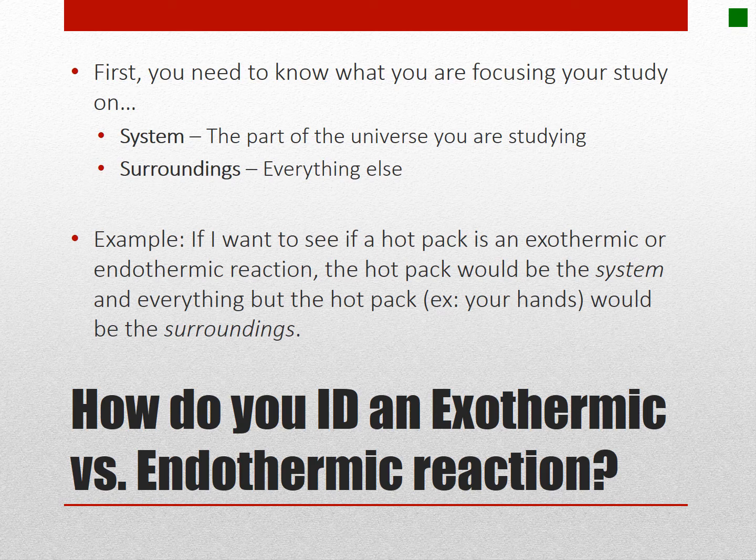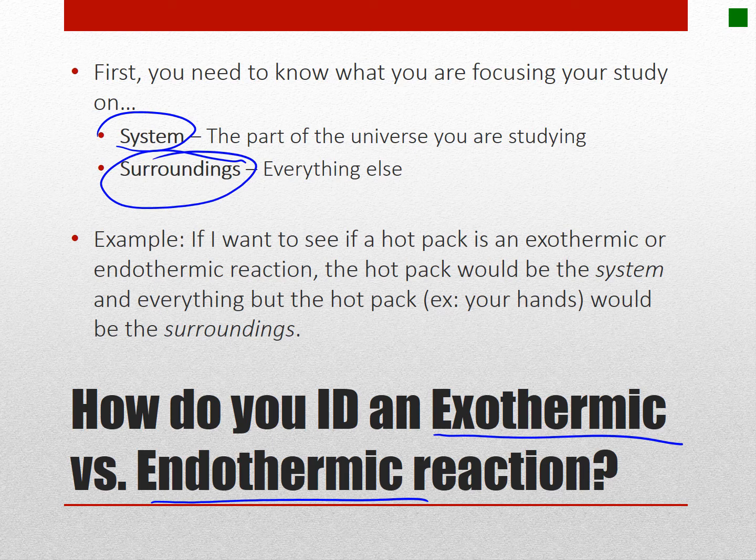Okay, really important when you are trying to identify an exothermic versus an endothermic reaction: you need to identify what is the system and what is the surroundings. The system is the part of the universe that you are focused on studying. The surroundings is absolutely everything else.